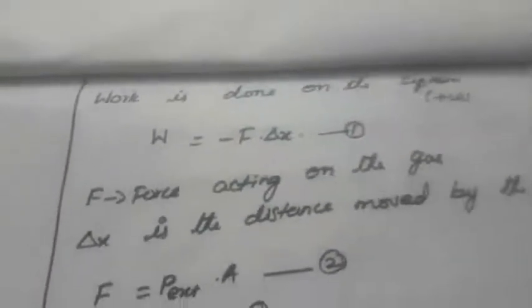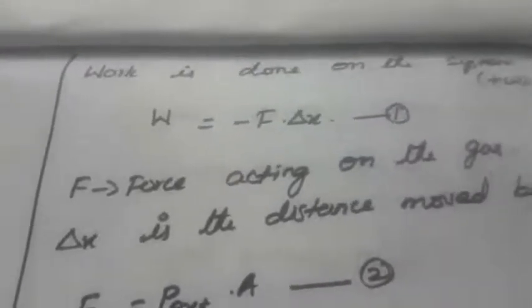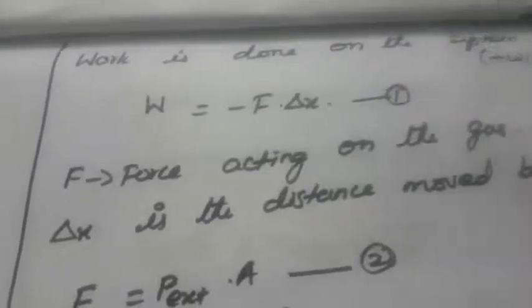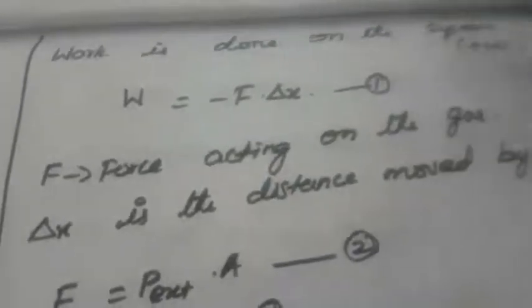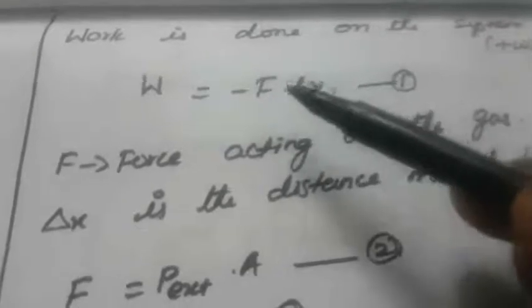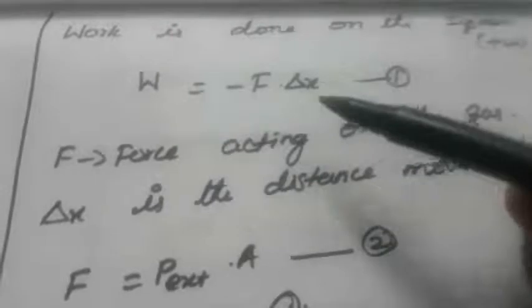Next, work is done on the system. I already told you in the previous video: work done by the system is minus W, and work done on the system is plus W. So W is equal to minus F into delta X. What is force? Work by area. So W is equal to minus F into delta X.